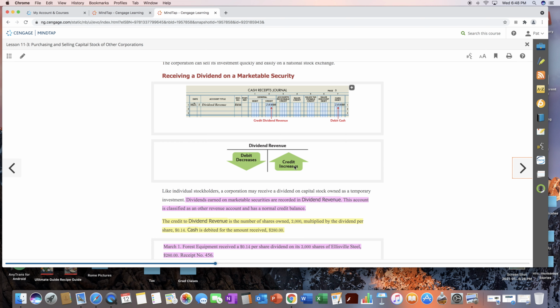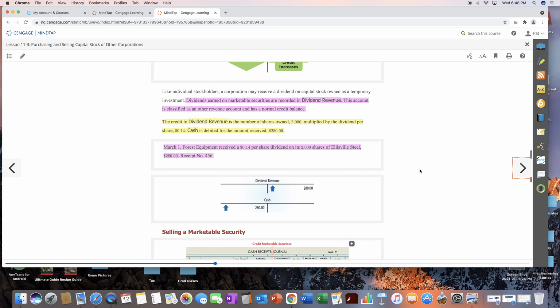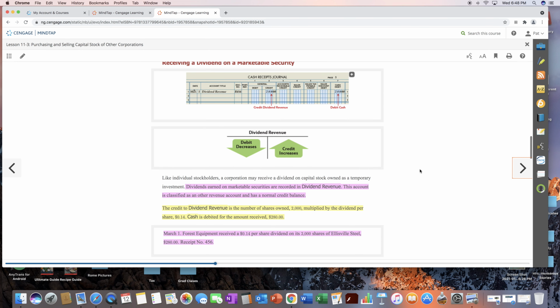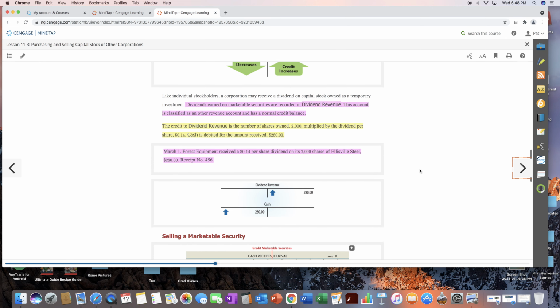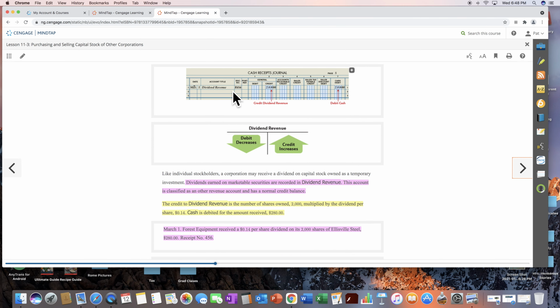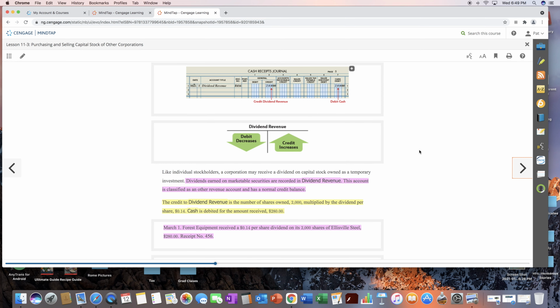All right. What we will be crediting is dividend revenue and debiting cash, and you'll write it in the cash receipts journal, obviously. So in this situation, Forest Equipment received a 14 cents per share dividend on 2,000 shares, so you would multiply these, and you come up with you made $280. All right, not too bad. Nothing fancy, made a little bit of money. Probably wanted to make more, but you didn't lose. So that is what we'll do when we declare a dividend: dividend revenue and then cash debit.